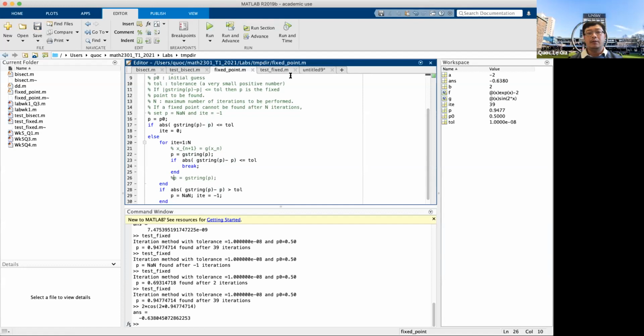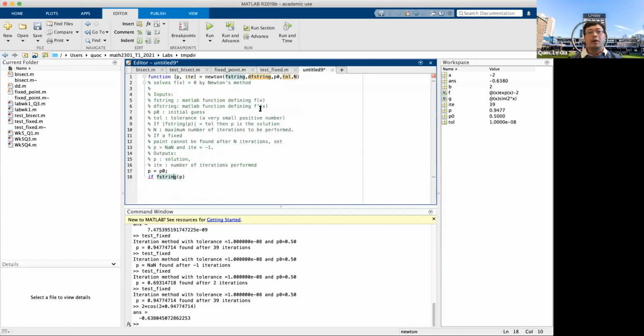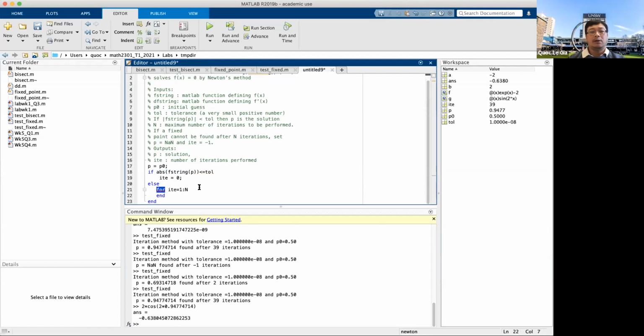So for Newton, if the absolute value of f of p is less than the tolerance, then we don't do anything. We say that, okay, iteration equals 0 and I return p. So p is there already. Otherwise, exactly like before, we do N iterations: iter equals 1 to capital N, because we want the maximum number of iterations.